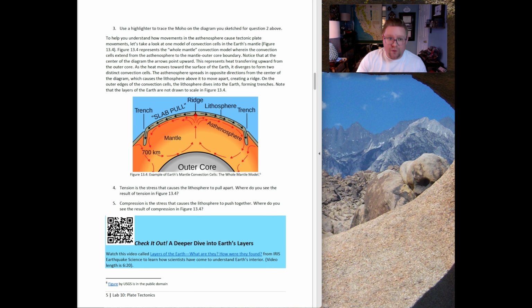And that's what really brings you into that concept. So question 3 says, use a highlighter and trace where the MOHO is on the diagram that you sketched in the question above. Then moving forward, to help us understand how movement in the asthenosphere can cause tectonic plate movements, let's look at a model of convection cells. This is a simplified diagram showing, again, the outer core, mantle, asthenosphere, and lithosphere, and we can denote the arrows and their motion. Because of that motion, things on top are fed and that energy is transferred, which can create that motion.